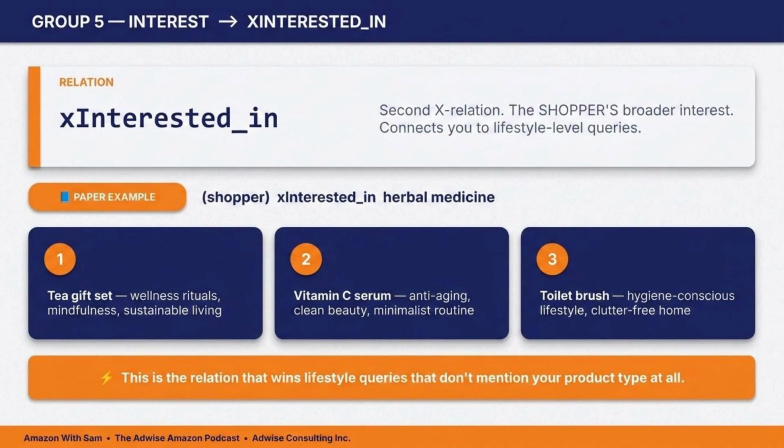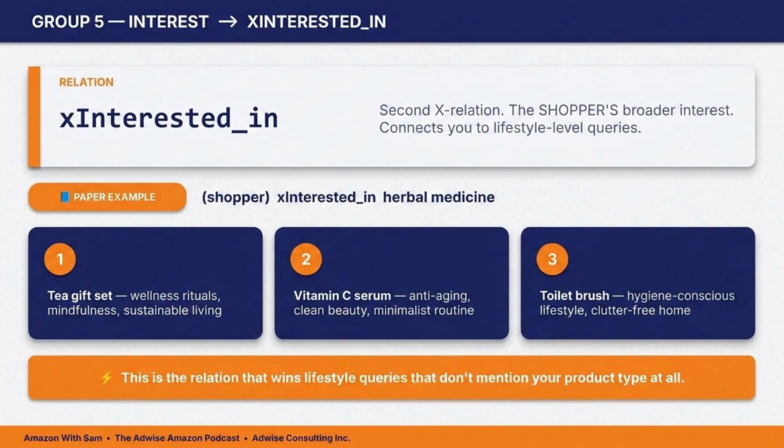X interested in. The second X prefix relation, this is about the shopper's broader interest, not your product. The shopper's interests. The paper uses herbal medicine as an example. A tea gift set has X interested in wellness rituals, mindfulness, sustainable living, gifting. A vitamin C serum has X interested in anti-aging skincare, clean beauty, minimalist routines.